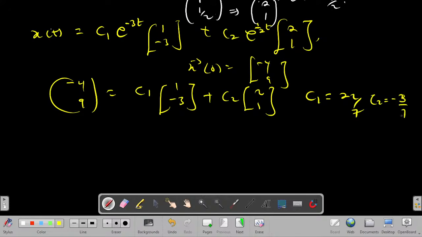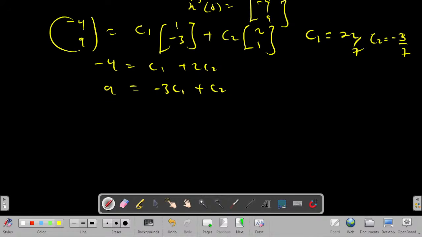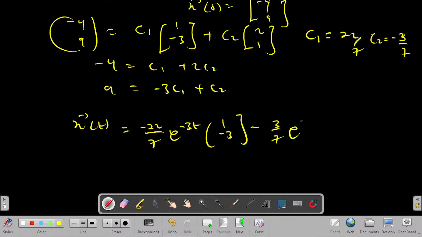From here it's simple. You are getting two equations: negative 4 is equal to c1 plus 2c2, and 9 is equal to 12... and you get the c's. Once you have your c's, then I think you are done. You are simply going to have x of t is equal to negative 22 over 7 e to the power negative 3t multiplying (1, negative 3), minus 3 over 7 e to the power t half multiplying (2, 1).